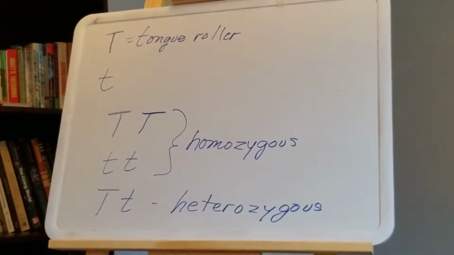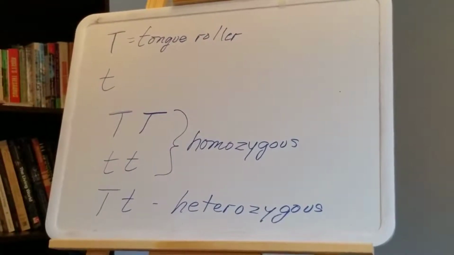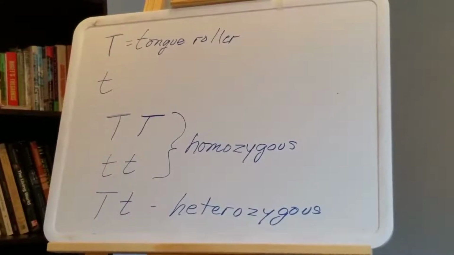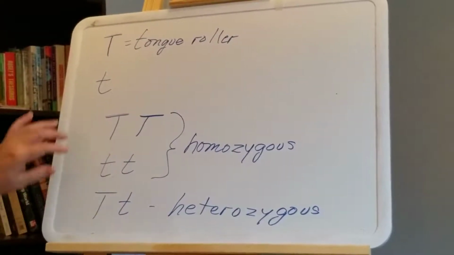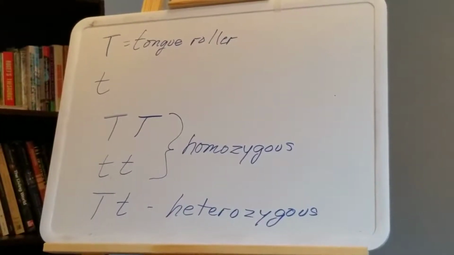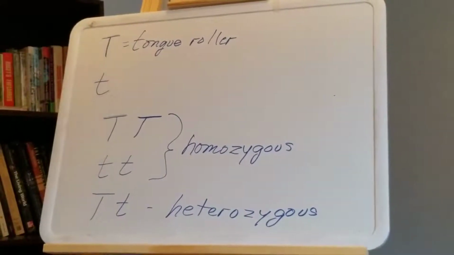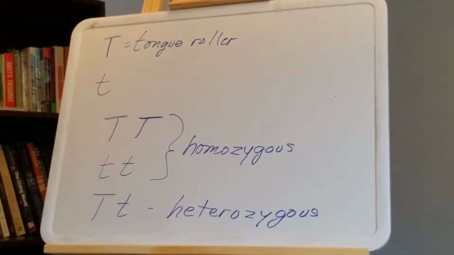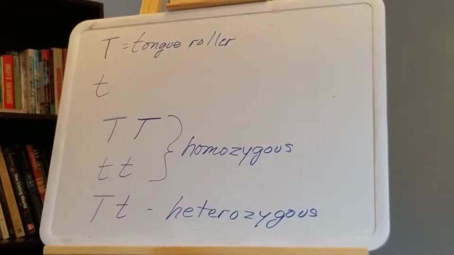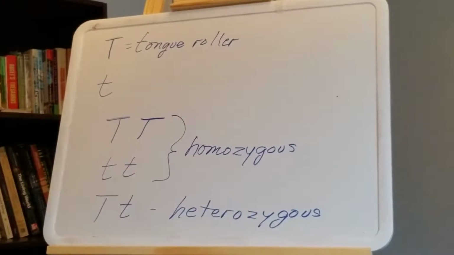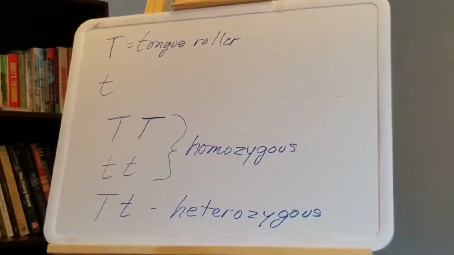Now, when we are talking about genetics, we also talk about genotype and phenotype. Genotype is what is on the genes. And genetics in a nutshell, what that means is what are the letters that you have. Phenotype is what do you physically see. Can you roll your tongue or not? Now, why do you care about this? Well, oftentimes what you're wanting to do is try to predict what the offspring potentially would be.